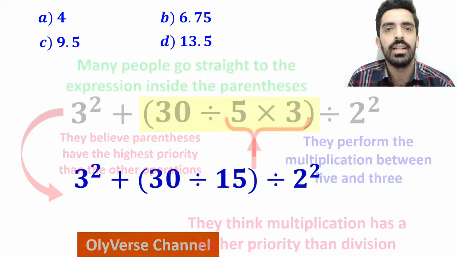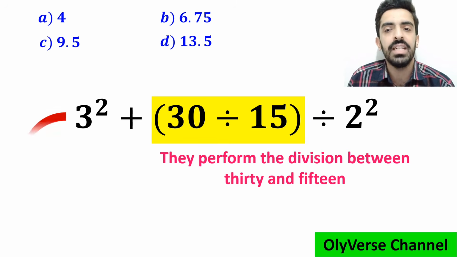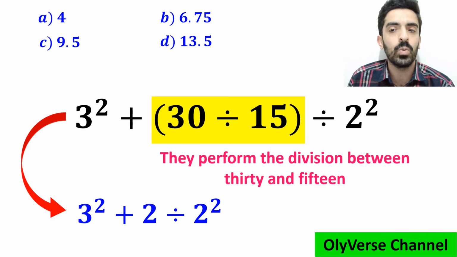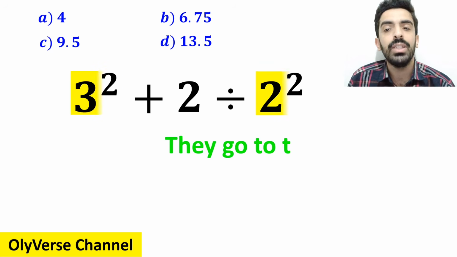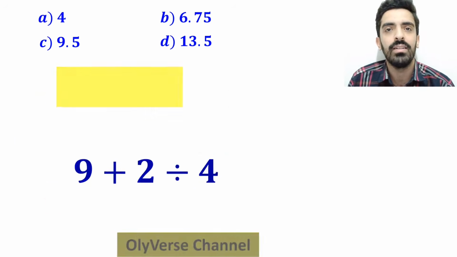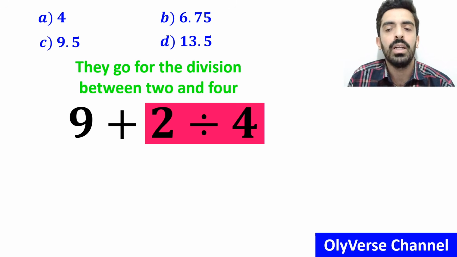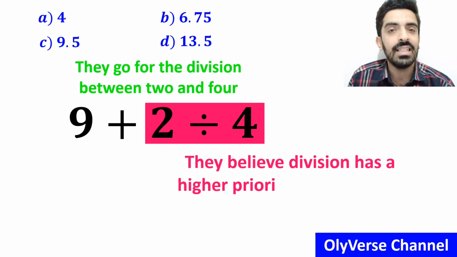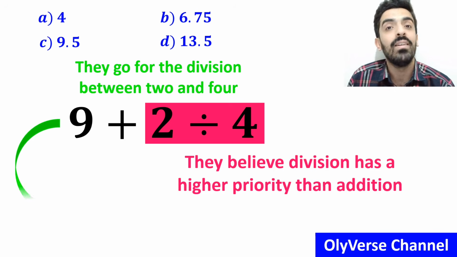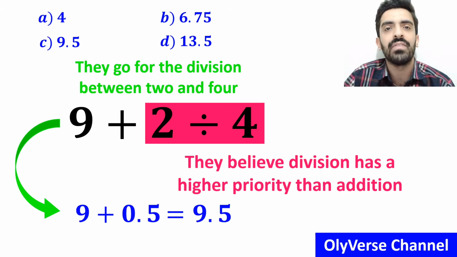divided by 2 squared. And the next step, they move on to the division between 30 and 15 and replace this expression with 3 squared plus 2 divided by 2 squared. Then, they go to the exponents and simplify this expression to 9 plus 2 divided by 4. And the final step, they go for the division between 2 and 4 because they believe division has a higher priority than addition. So, they rewrite this expression as 9 plus 0.5, which finally gives them the answer 9.5.